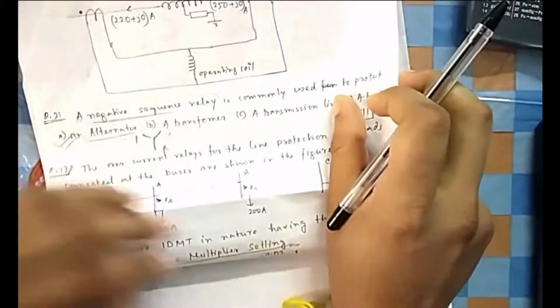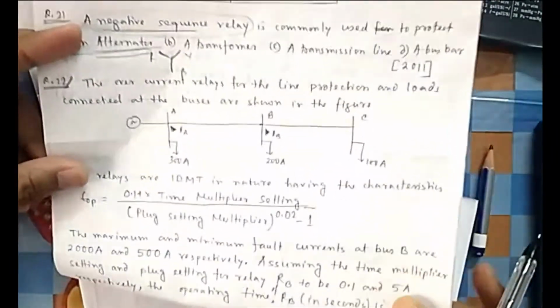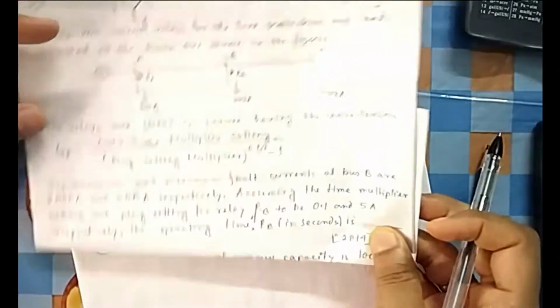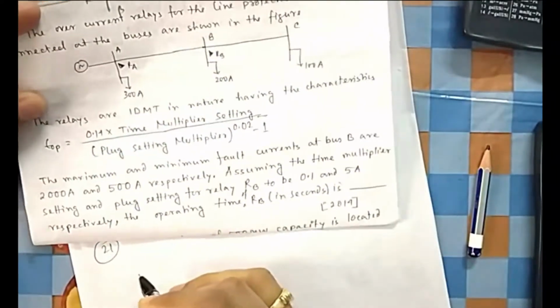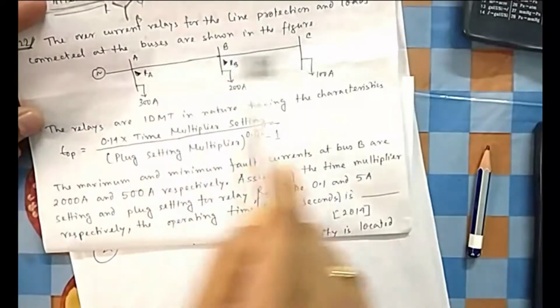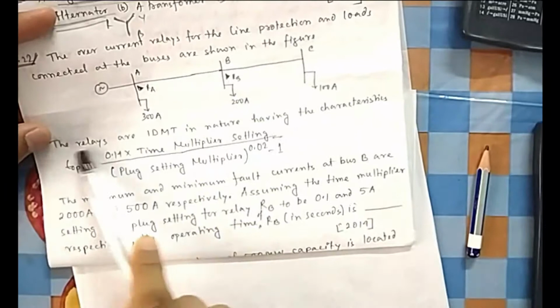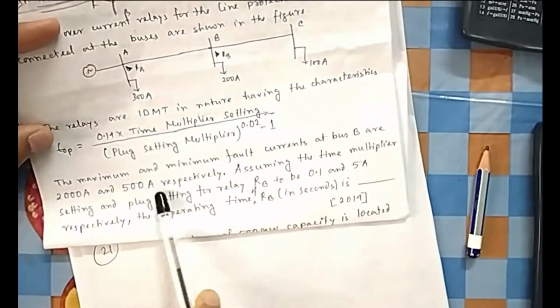So number 22, the overcurrent relay. I have solved a numerical on this one; I will give a link while discussing the theory, you can check that numerical. So you will know how a complete IDMT relay is configured. Here also there is a 3 bus system, all the loads are given as 100, 200 and so on, and the relay characteristics are given. What is the maximum fault current and minimum fault current at bus B?